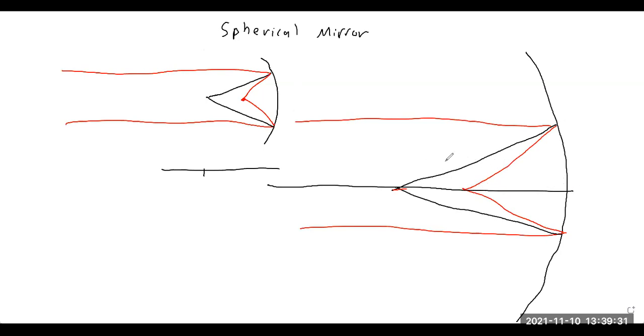So just doing some geometry. This angle needs to be the same as this angle because they're formed on opposite interior angles of a parallel line, which will be the same as this angle because this is theta incident and this is theta reflected. So all three of those angles need to be the same.